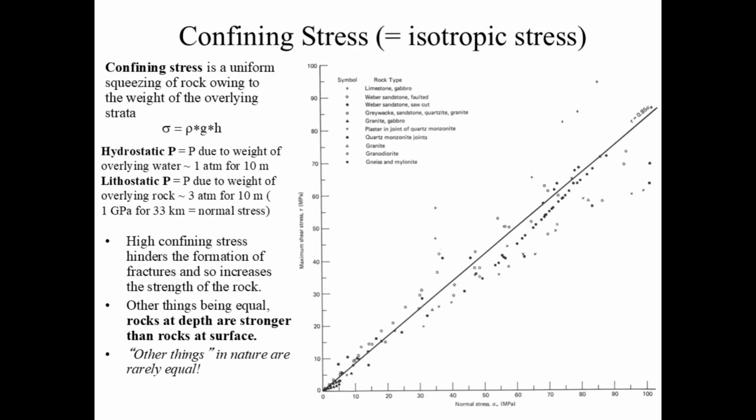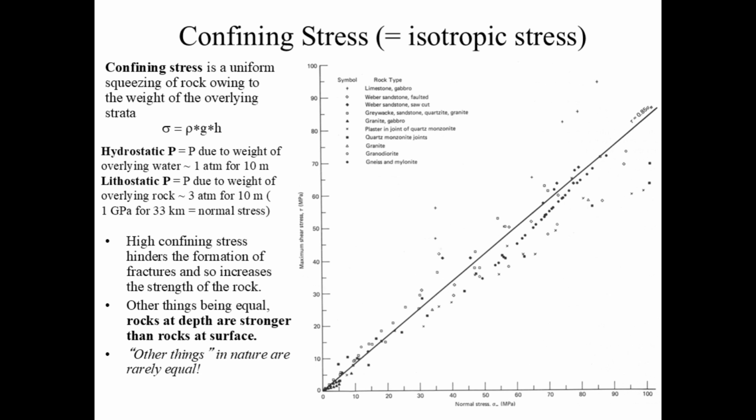So one of the most important considerations is what we call confining stress, which is also isotropic stress. So this is a uniform squeezing of a rock owing to the weight of the overlying strata. So here we've got sigma, which in this case refers to stress, and that's equal to density times gravity times the thickness of what is overlying the material of interest.